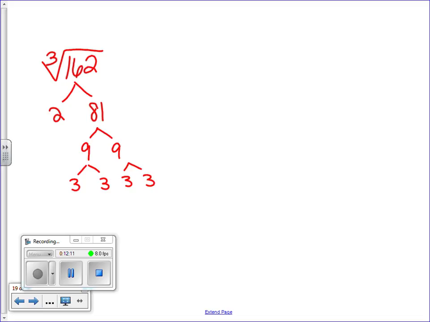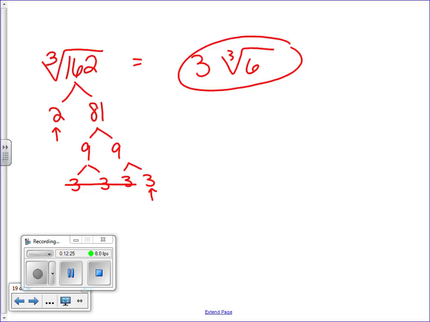Alright, so how many factors do I need to repeat? I've got 3 3's right there, so I know one 3 is going to come out. The other 3 and this 2 make 6, so it's going to be 6 inside. What was left over? A 3 and a 2.